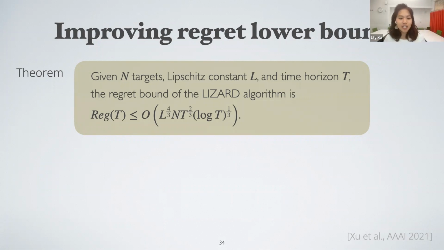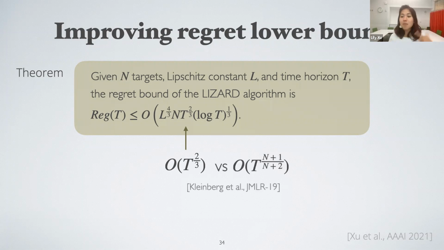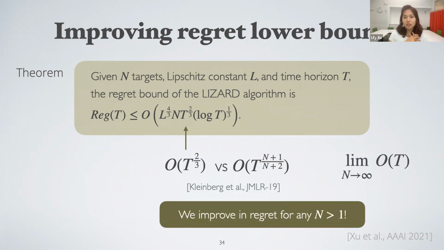So if we have n targets, some Lipschitz constant L, and a time horizon of T, the regret that LIZARD incurs is as follows. Traditionally, in multi-armed bandit algorithms, the time horizon dominates all other factors, so this would really be of the order T to the 2/3. And this compares to existing regret bounds for Lipschitz bandits from Kleinberg et al. in 2019, where they prove a lower bound for Lipschitz bandits, without the combinatorial aspect that we introduce, of T to the (n+1)/(n+2). So that means anytime n is greater than 1, we improve in regret for all of those values.